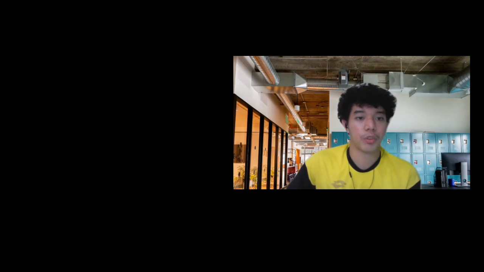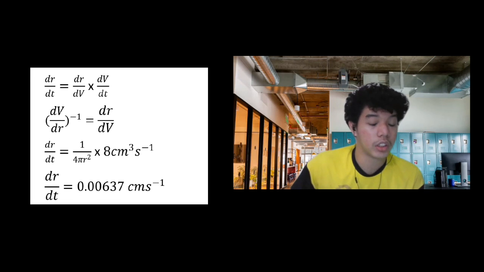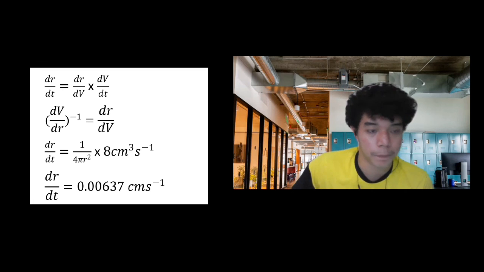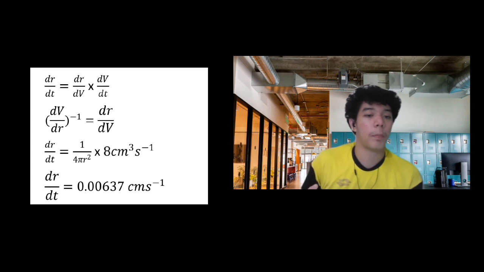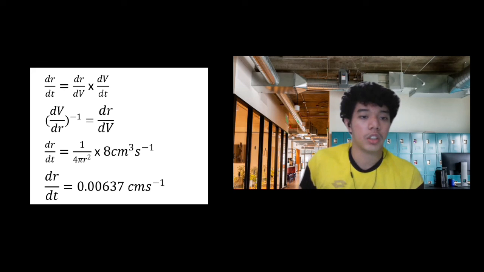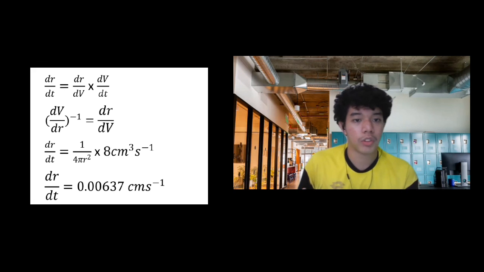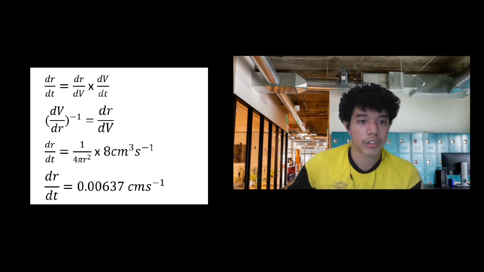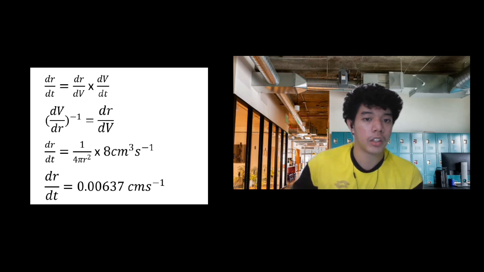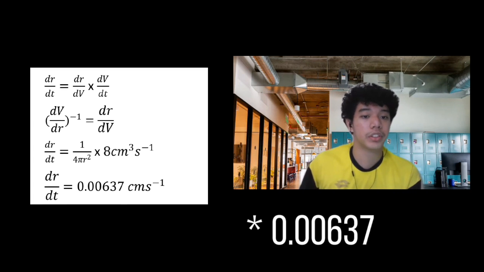So we put in the information as dr/dt equals 1/(4πr²) times 8 cm³ per second. The value of dr/dV is 1/(4πr²) because the equation comes from dV/dr that has been inverted. So we can get the final answer by multiplying the data, and the final answer for dr/dt is 0.0637 cm per second.